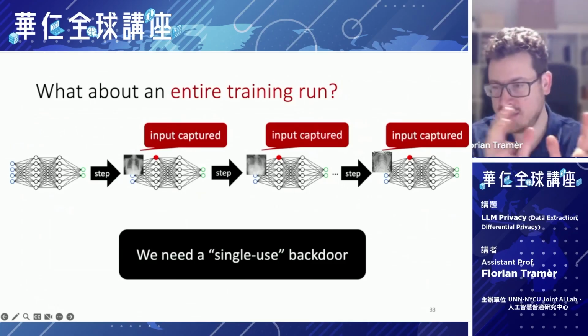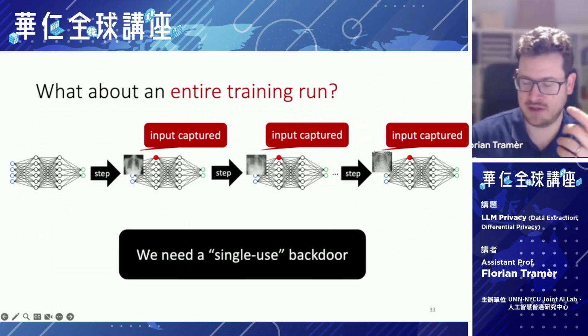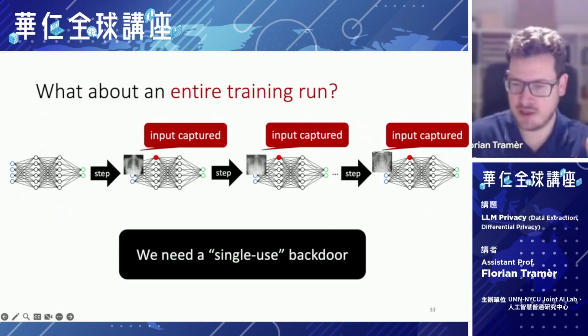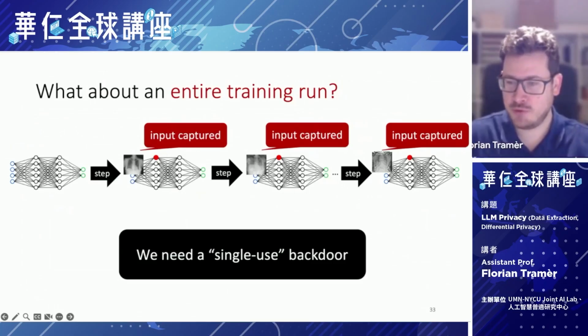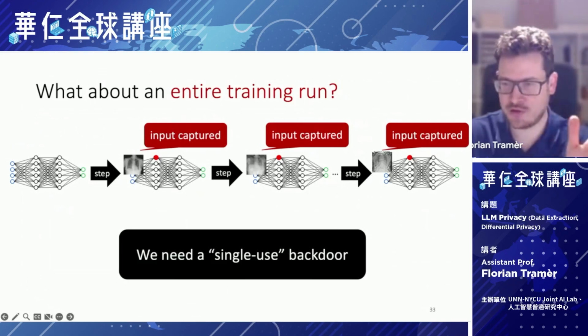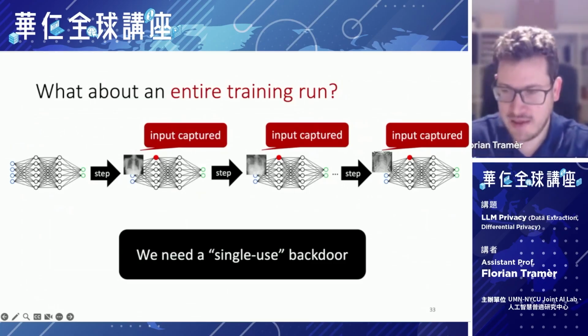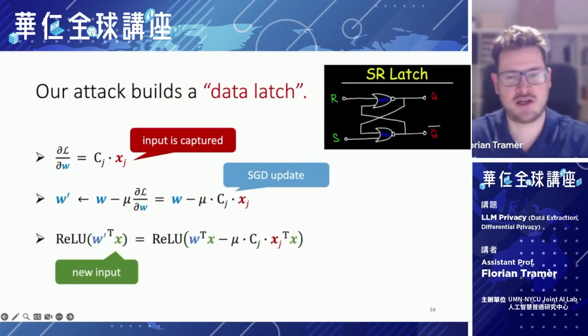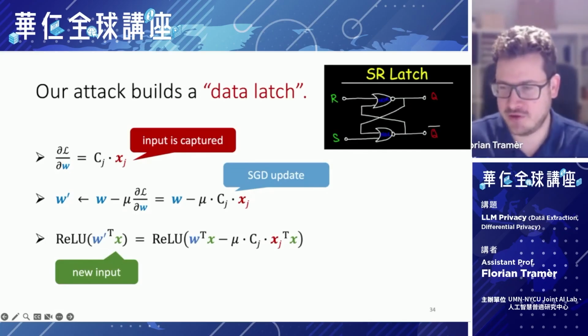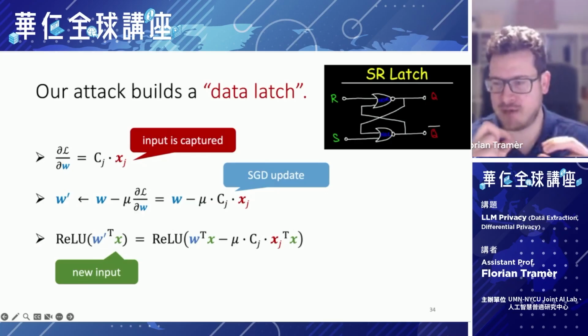And this is already interesting. If you captured very few examples, you're still going to get a linear combination of just a few input samples. But what we would prefer is to have a backdoor that captures one input at some point during training, and that from there on is no longer used. And this is what we show how to build. So in our paper, we show how to build what we call a data latch, inspired by the latches in digital circuits, which are essentially a one-time memory, right?